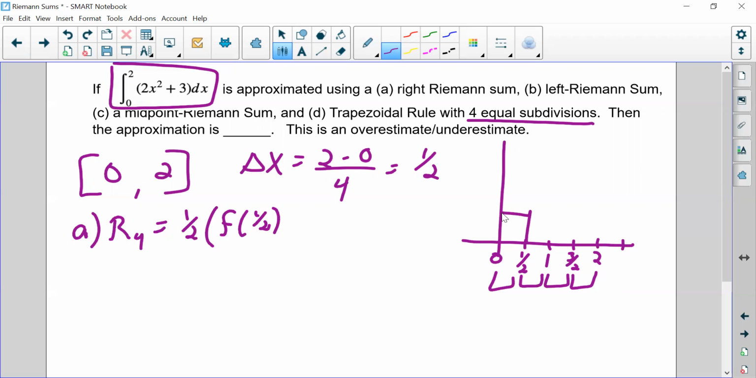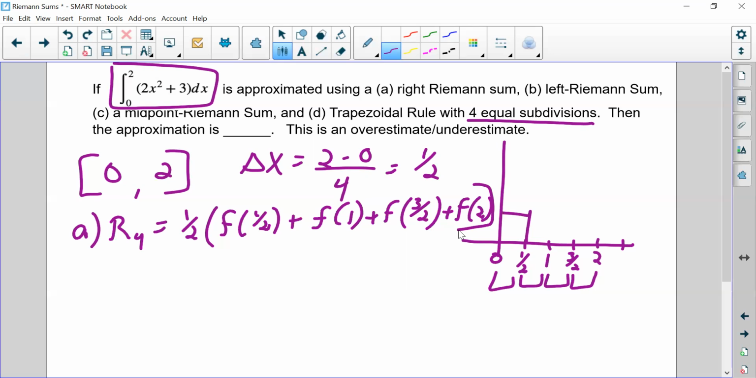And then what's the next height for the next rectangle? At f of 1. And then f of 3/2 plus f of 2. With that, 1, 2, 3, 4. We have 4 numbers for my 4 rectangles.